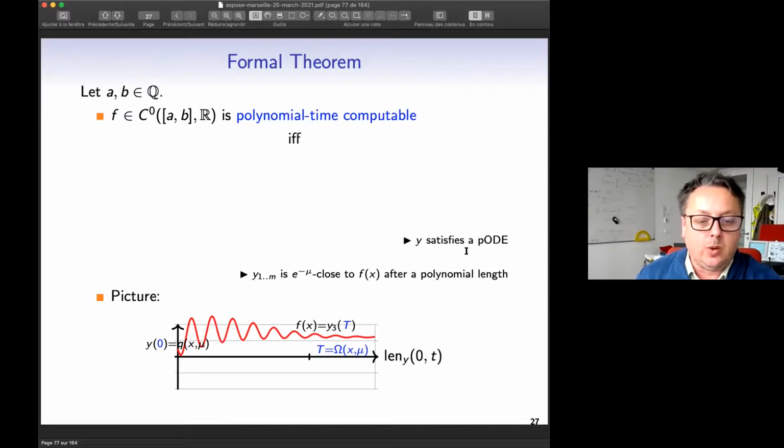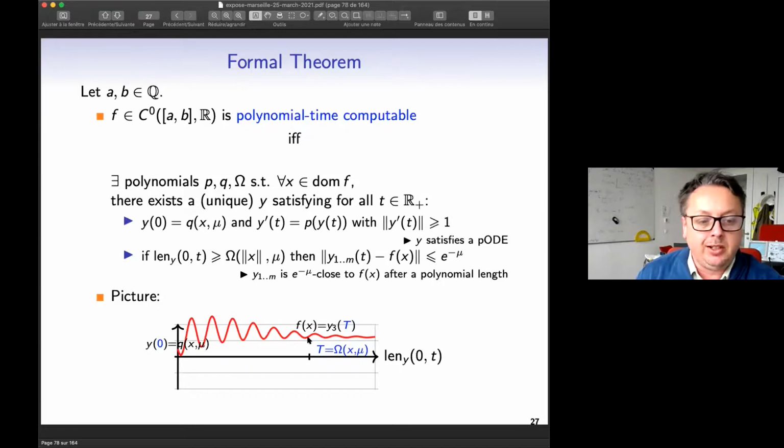This is quite similar to the previous slide. You say that a function is computable in polynomial time if and only if, given x and the precision mu, there is some polynomial ordinary differential equation so that, given x and mu, it will evolve, and if you stop the trajectory after some polynomial length, then you get f of x at the precision mu. So in short, length is a measure of complexity for polynomial ordinary differential equations.